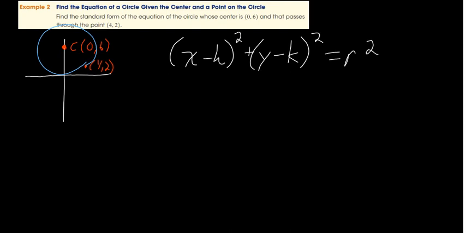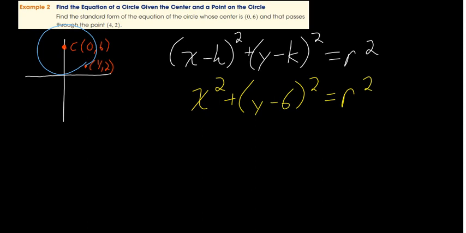And let's just go ahead and fill in these blanks here. Well, x minus 0 is just going to be x. So this turns into x squared plus (y minus 6) squared, and that's going to be equal to r squared. Now r is the only thing we don't know. So how do we figure out r?